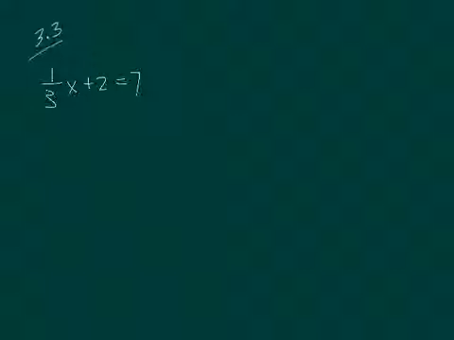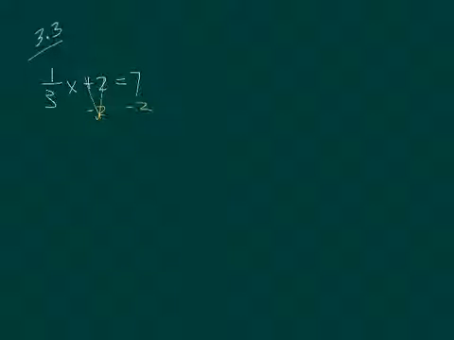Another way of doing it is I always say get rid of the things that are furthest away from the variable first, and then kind of move yourself toward the variable. So let's get rid of the plus 2. Well, if there's a plus 2, to get rid of it, we subtract 2.